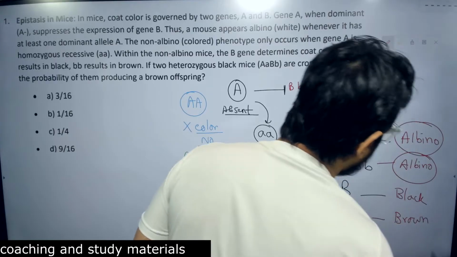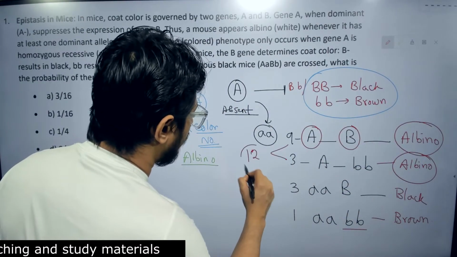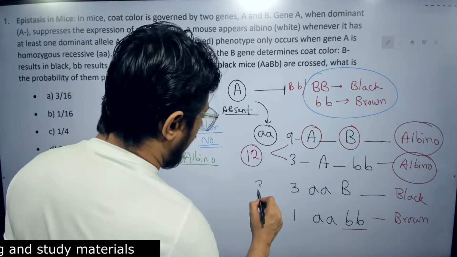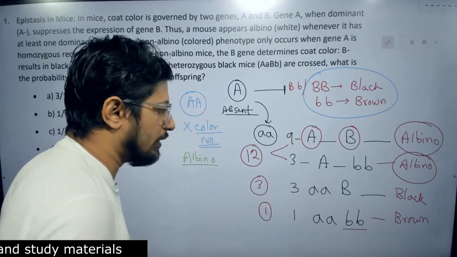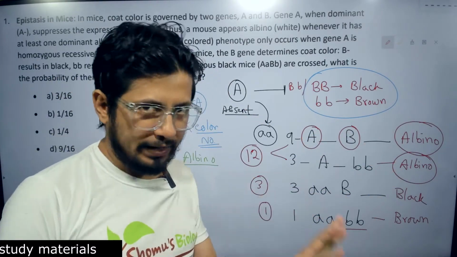So in this particular example, how many albino will be visible? 12 albino, 9 plus 3. 12 albino, 3 black and 1 brown will be visible. This is a typical example of an epistasis event, right?